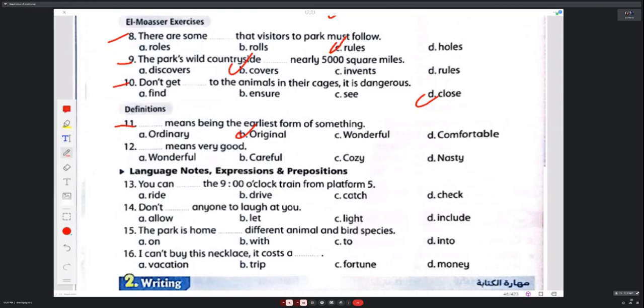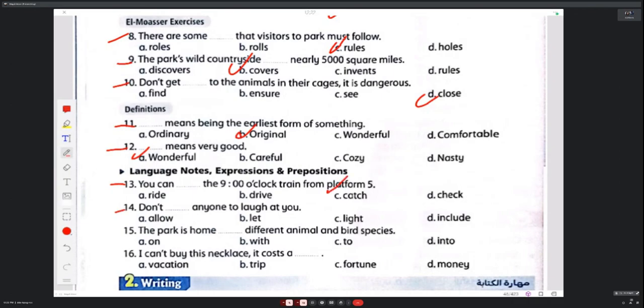Okay. Number 12. Dash means very good, wonderful. Wonderful. You can dash the 9 o'clock train from platform 5. Catch. Catch a train, yes.